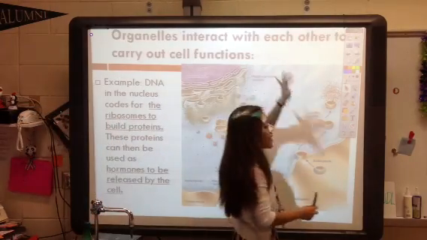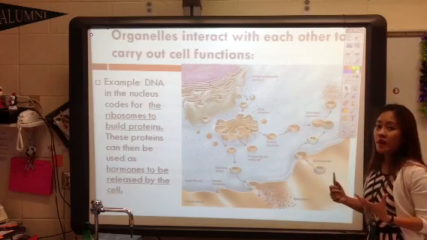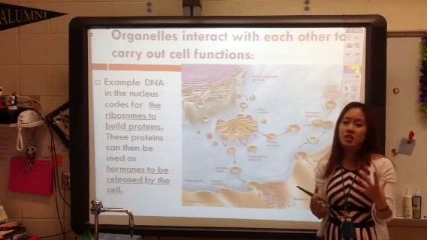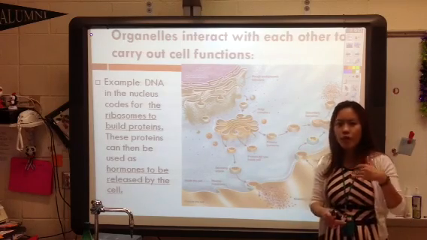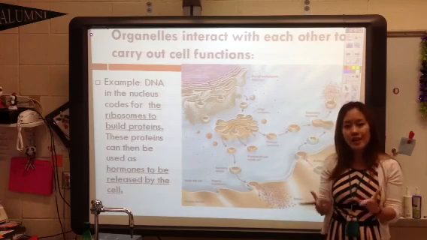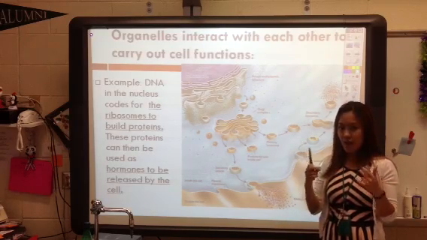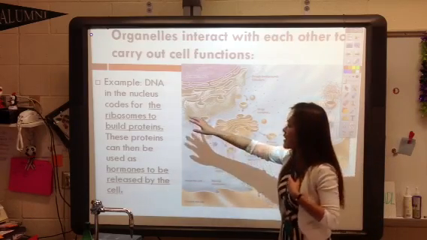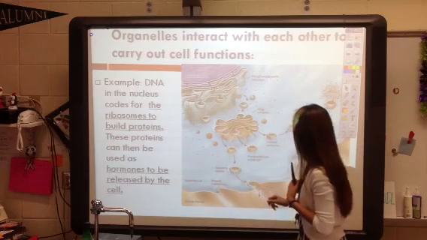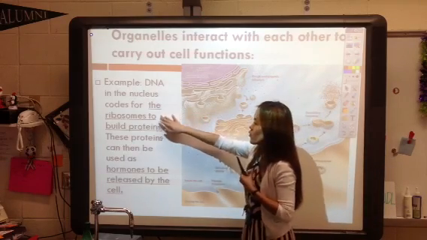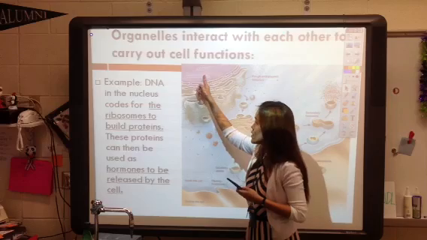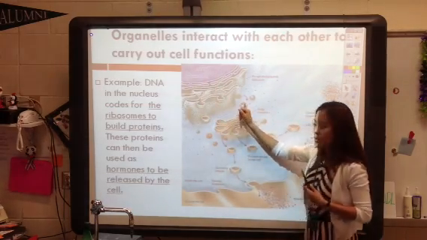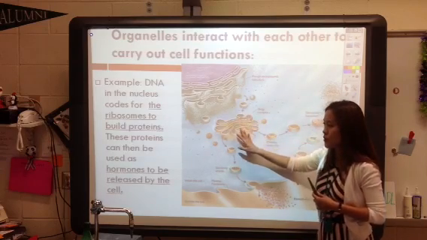Now, organelles are going to interact with each other to carry out cell functions. Remember that cells want to maintain homeostasis, which is constant internal conditions: the right temperature, the right amount of water, the right pH, so that all your cells and all your enzymes are happy and working well, working to their optimum. So an example here is that in the nucleus, the DNA is going to code for ribosomes to build proteins. So here's your nucleus. You have DNA inside of there. It's going to send the code out to our ribosomes. The ribosomes are going to build proteins.